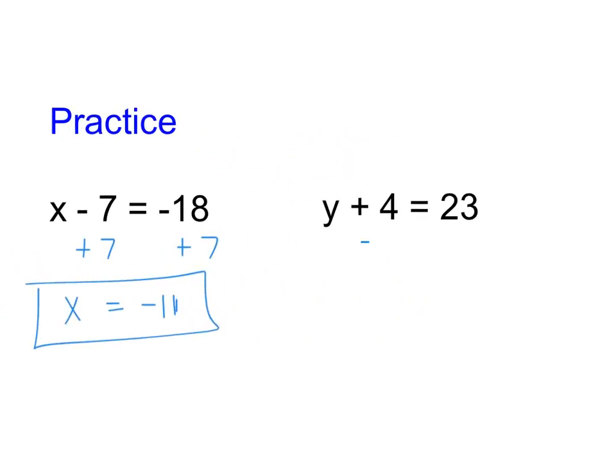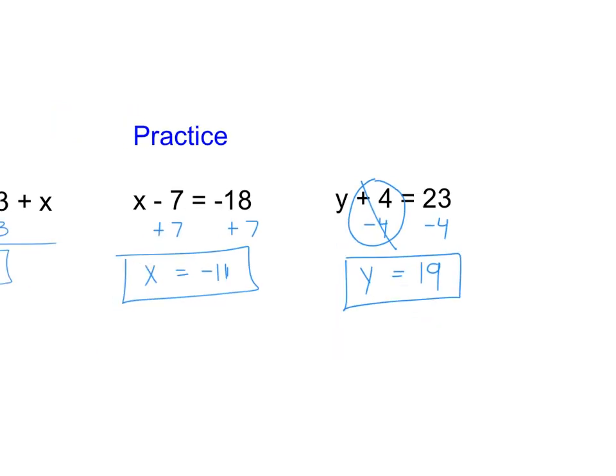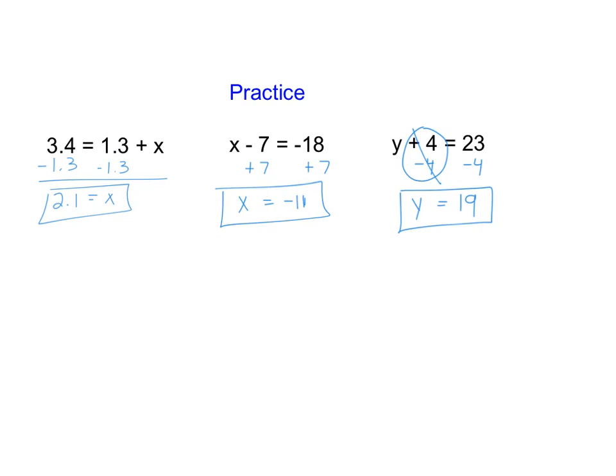Lastly, y plus 4, again, doesn't matter what letter you use for the variable. Here they used y, so I want to get rid of plus 4 by subtracting 4, and 23 minus 4 is 19. So not too bad, easy enough, adding and subtracting inverse.